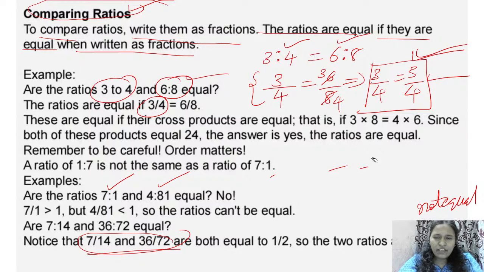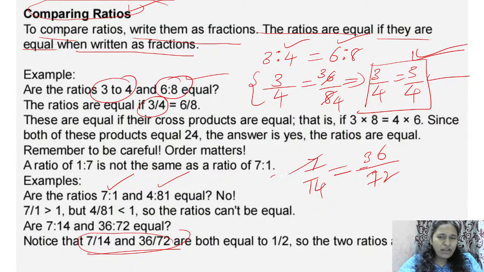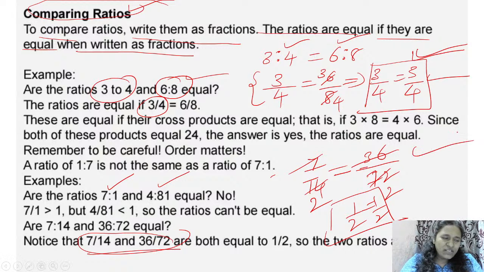Again, here the given ratios are 7 divided by 14 and 36 divided by 72. These two are equal because if we cancel, 7 by 7 twos, 7 2s are 14, and 36 by 72 gives 1 by 2. 1 by 2 is equal to 1 by 2, or not? These two are equal, right? That's why these ratios are also equal.